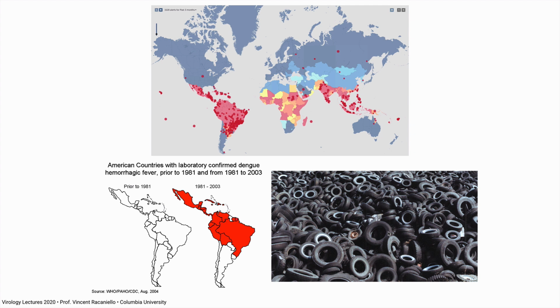The movement of these mosquitoes back to these regions in part was due to the used tire trade, and these tires are carried on transport vessels. They have water in them, which can't be removed, and the mosquitoes breed in the water, and they're transported around the world this way.